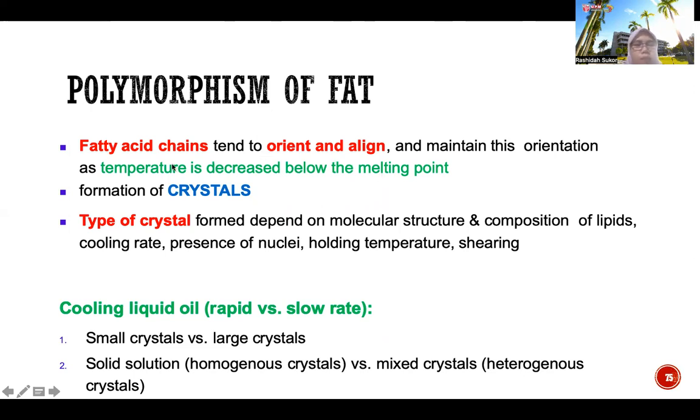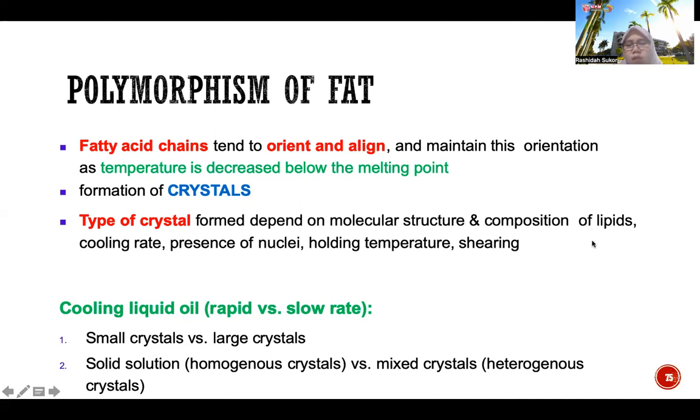Okay, fatty acid chains tend to orient and align and maintain their orientation as temperature is decreased below the melting point. Fatty acid tend to orient and align, meaning that the fatty acid chain will orient itself, and maintain this orientation as the temperature is decreased below the melting point. So by doing that, the crystal will form at the fat or the fatty acid. The type of crystal that forms depends on the molecular structure and composition of lipid.